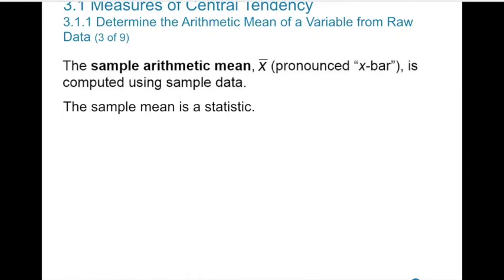So the difference, we've got the population mean, which is represented by mu. That's if we know everybody in the whole class's test grades. And then we've got the sample mean, which is represented by X bar. So if I randomly picked 5 people out of a hat and averaged their test grades together, that would be our sample mean.